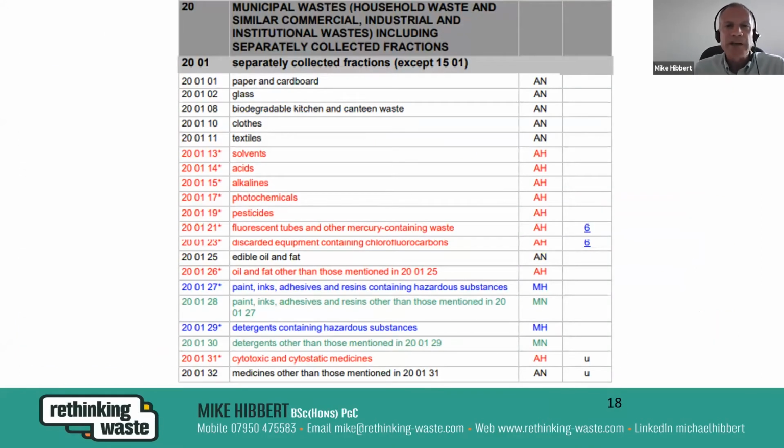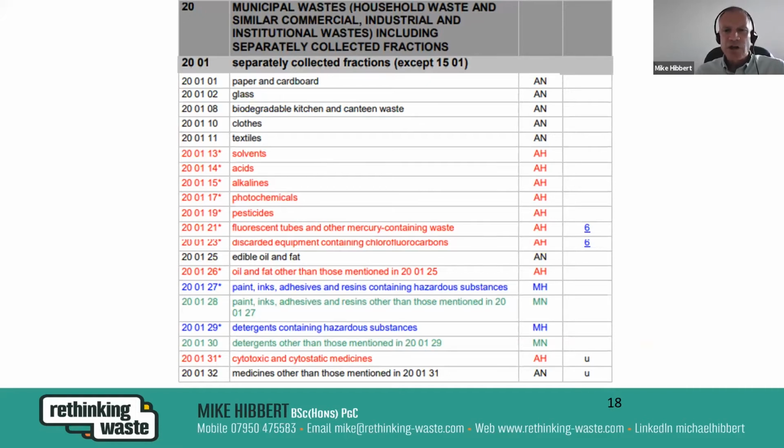So how are those 6-digit codes made up? Well, we look at the chapter headings. That gives us, in this case, municipal waste, chapter 20. There is then a sub-chapter heading that's separately collected fractions, except for chapter 15, that is to do with packaging. And then we have got descriptions of the waste materials in the table.